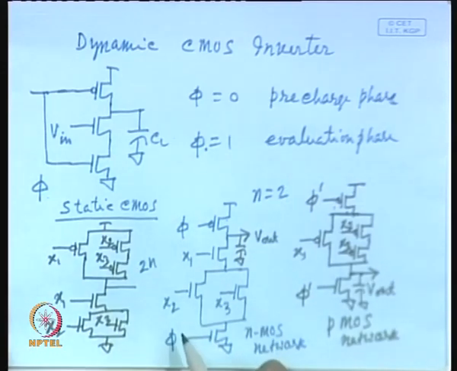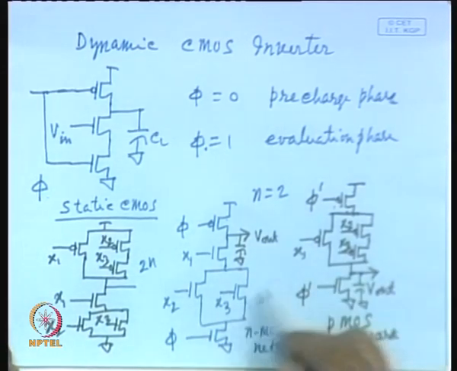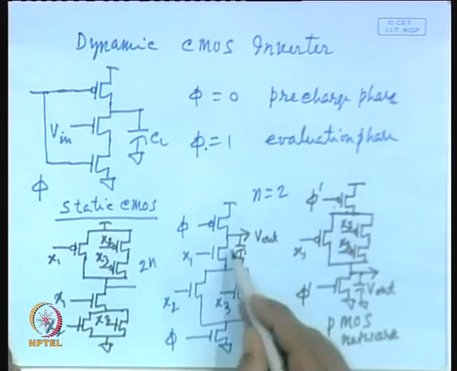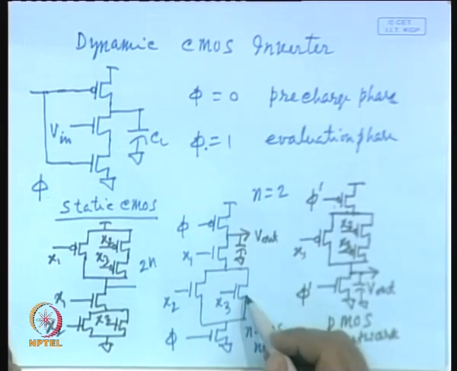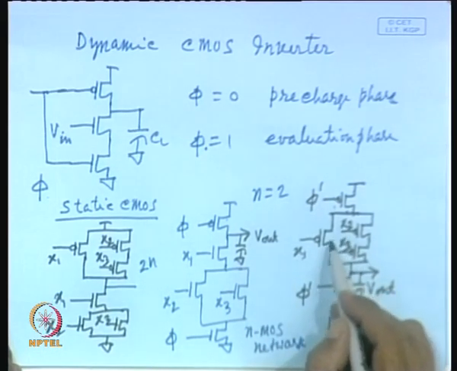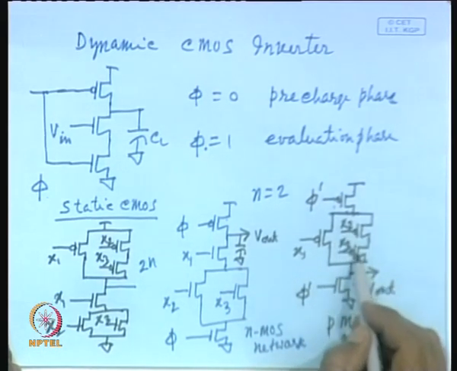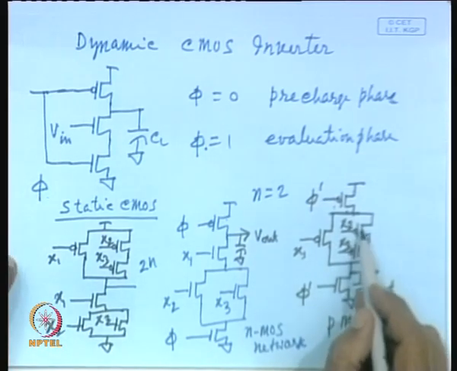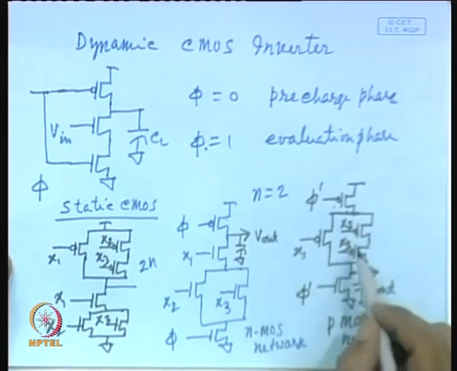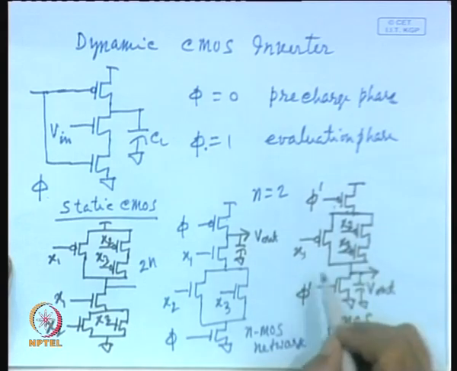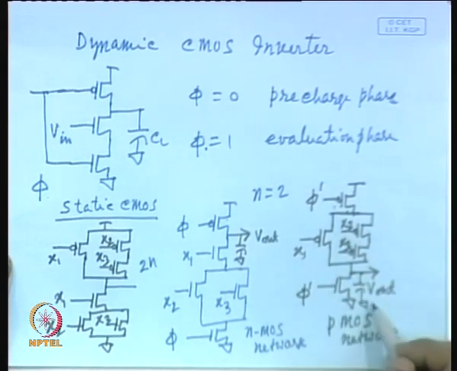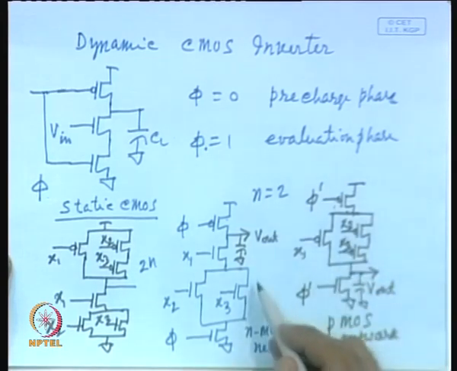And you may be asking which one will be faster. Of course, the topology using the NMOS network will be faster with the same area, because as you know the PMOS transistors will take longer time because of higher resistance and lower mobility of the holes compared to electrons. As a consequence, for the same area this particular topology will require larger time; it will be slower than this one.